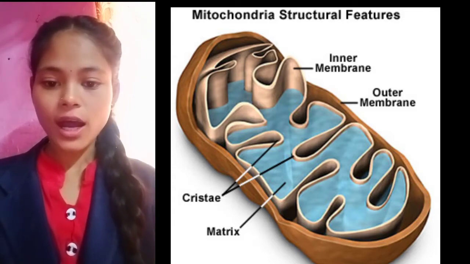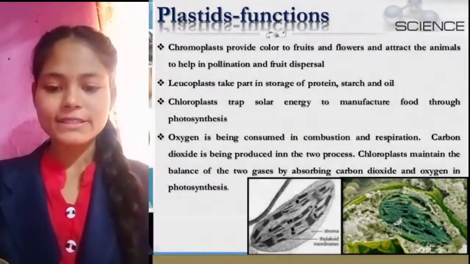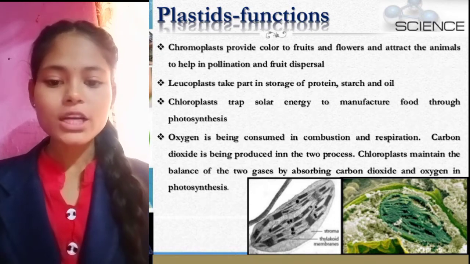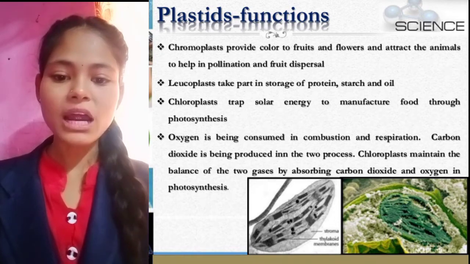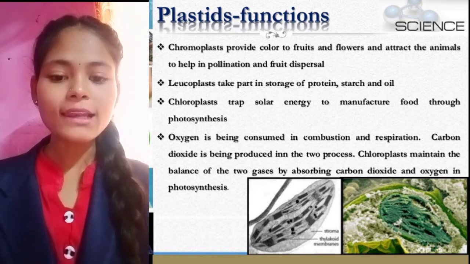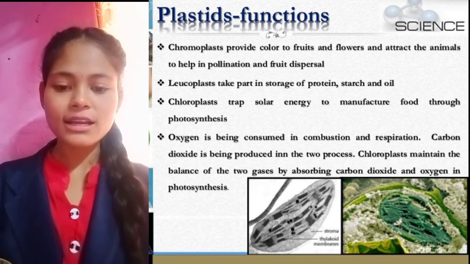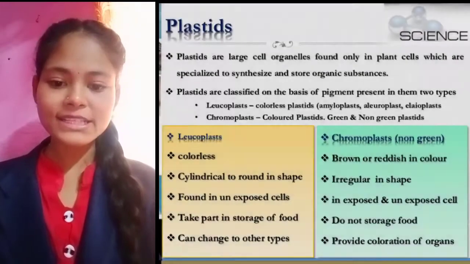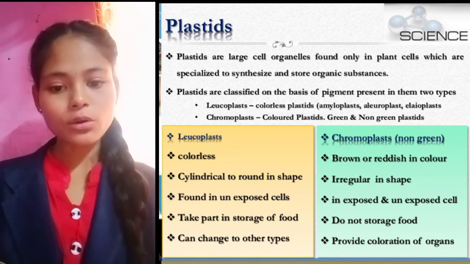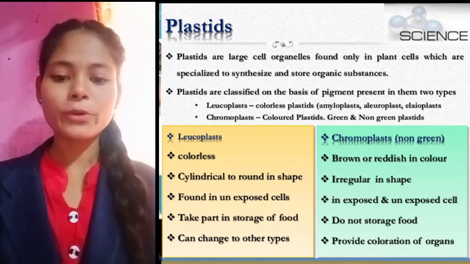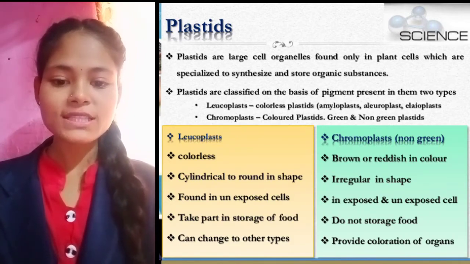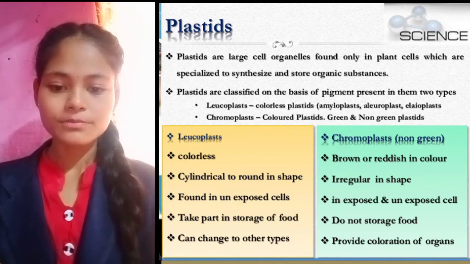Now let's see the other cell organelle, that is plastids. Plastids are organelles present only inside the plant cell. There are two types of plastids in the plant cell: chromoplastids, which are colored plastids, and leucoplastids, which are white or colorless plastids. Chromoplastids containing chlorophyll pigments are also called chloroplasts. Rather than containing only chlorophyll, they also contain some other orange and yellow pigments. Leucoplastids store fats, proteins, and some oil molecules.